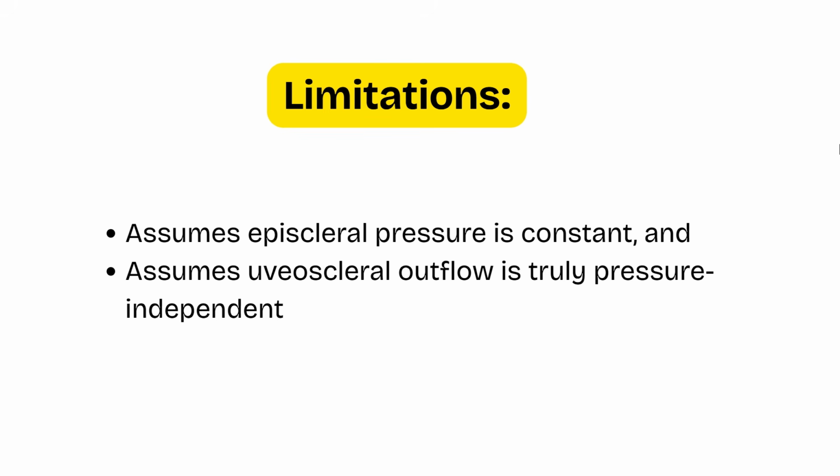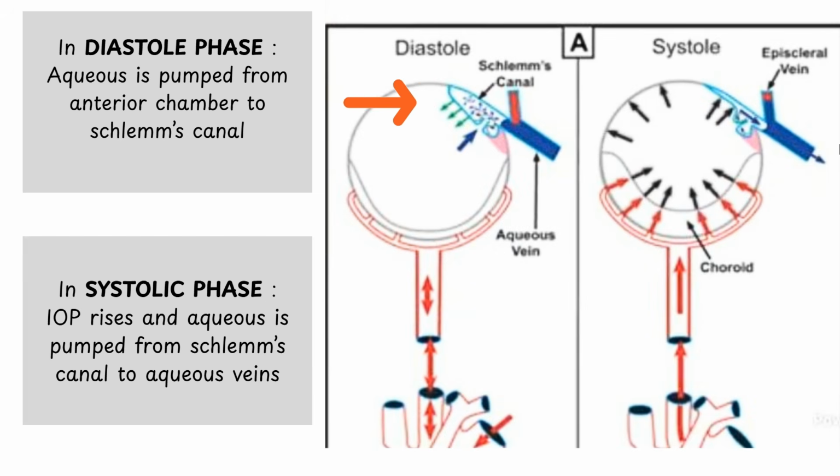However, this is not without limitations. It assumes that the uveoscleral flow is pressure independent. Now, what did I tell you? That it is relatively pressure independent. So it's not strictly true that it is entirely pressure independent. Moreover, it simplifies the episcleral venous pressure as a single value, even though it fluctuates. So it's a range of 8 to 10, but this equation considers it to be a single value, right? So those are the limitations of the Goldmann equation.